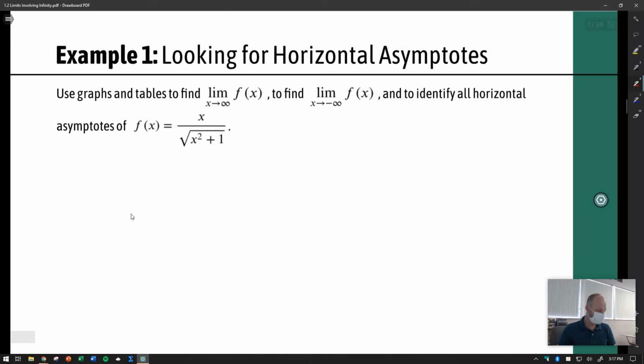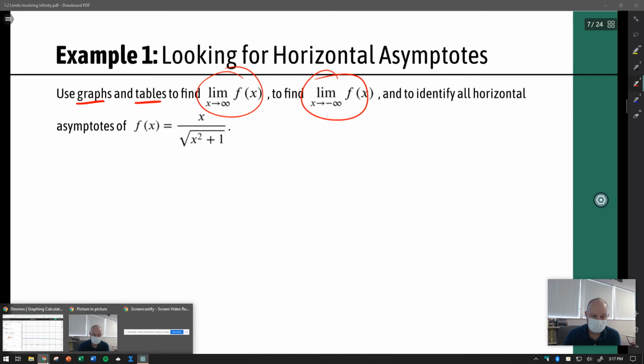So here's an example. Use graphs and tables to find the limit as x approaches infinity of f of x, to find the limit as x approaches negative infinity of f of x, and to identify all horizontal asymptotes of f of x equals x over the square root of x squared plus 1. So we're going to use a graph and we're going to use a table to find this and to find that. So back over to Desmos.